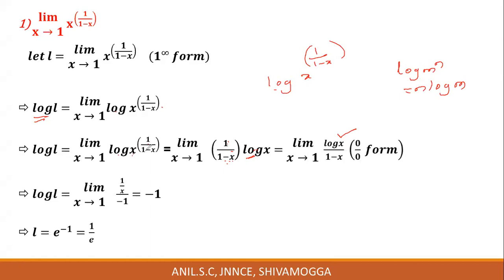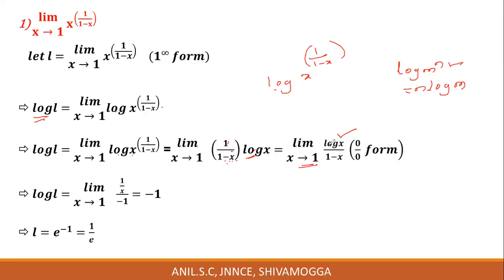Log x power 1 divided by 1 minus x is 1 divided by 1 minus x into log x, because log m power n is n log m. Therefore, log x divided by 1 minus x.